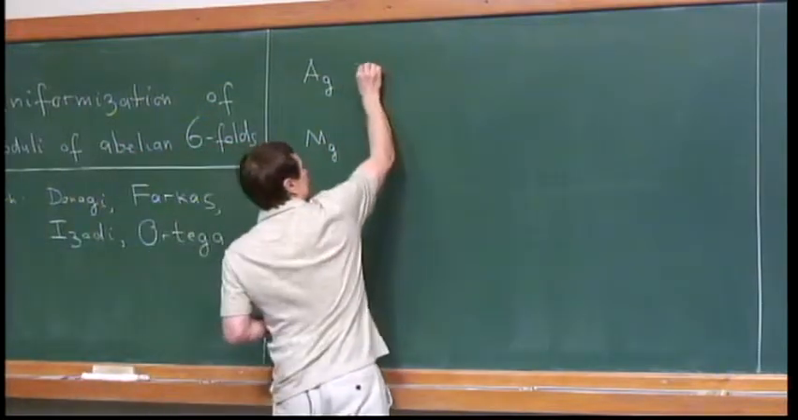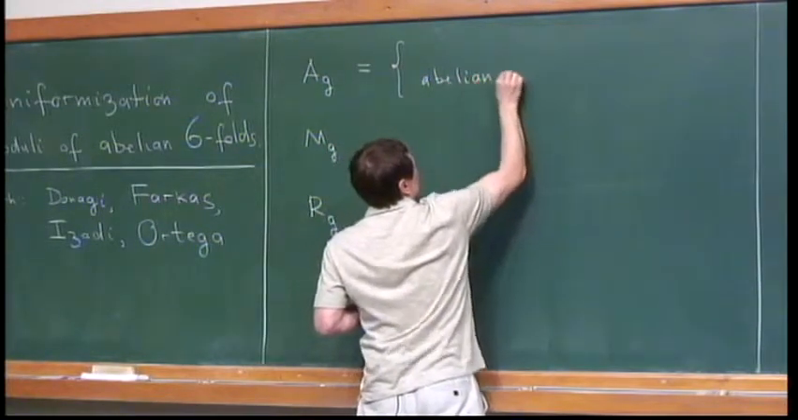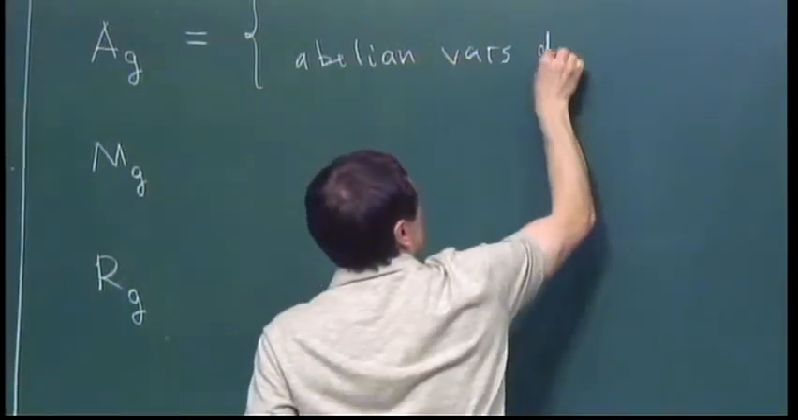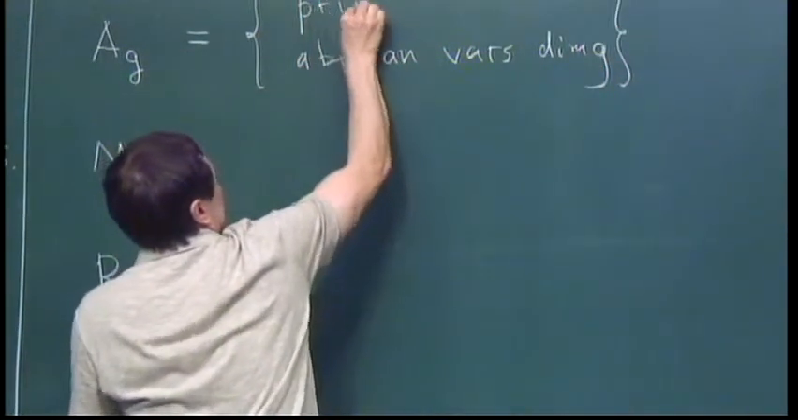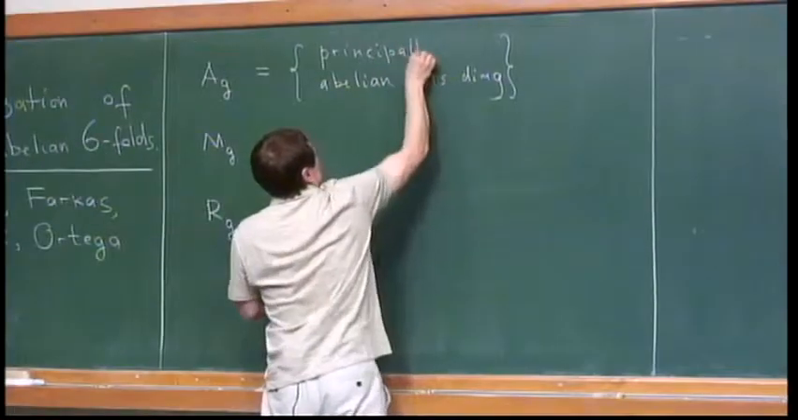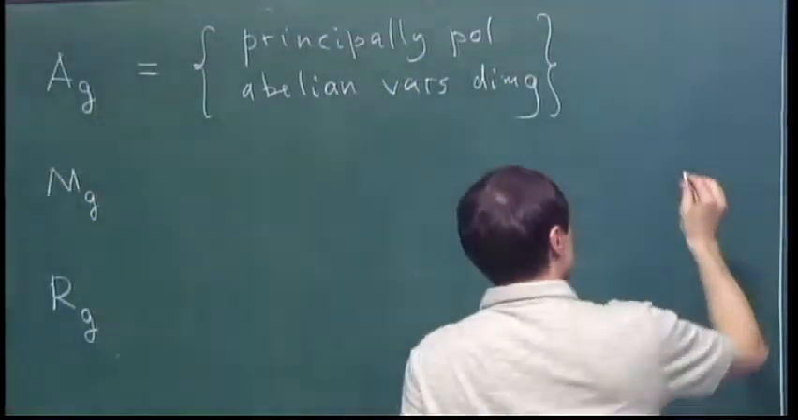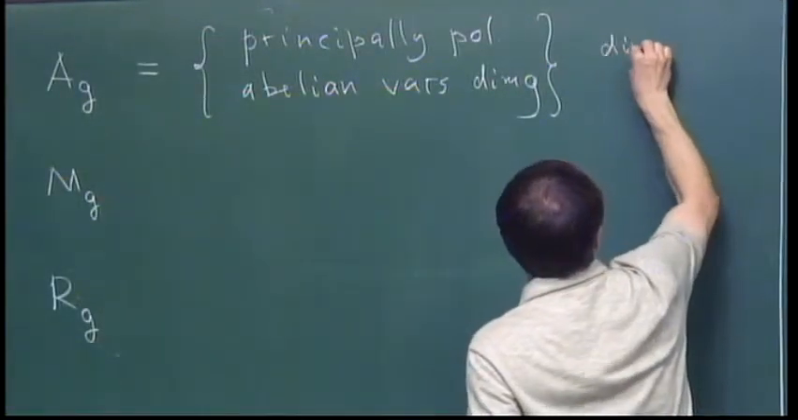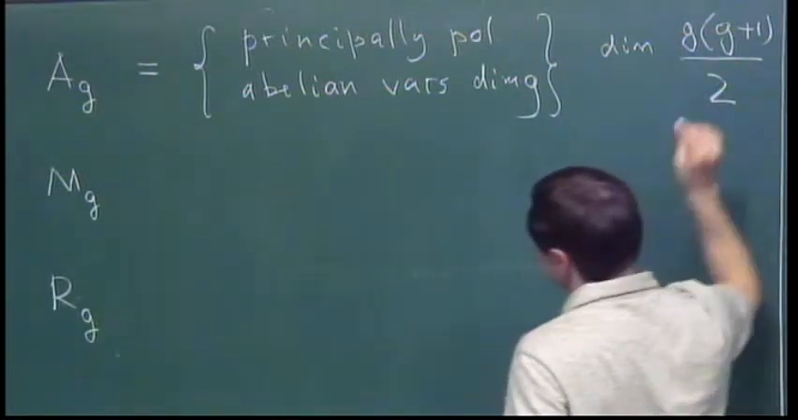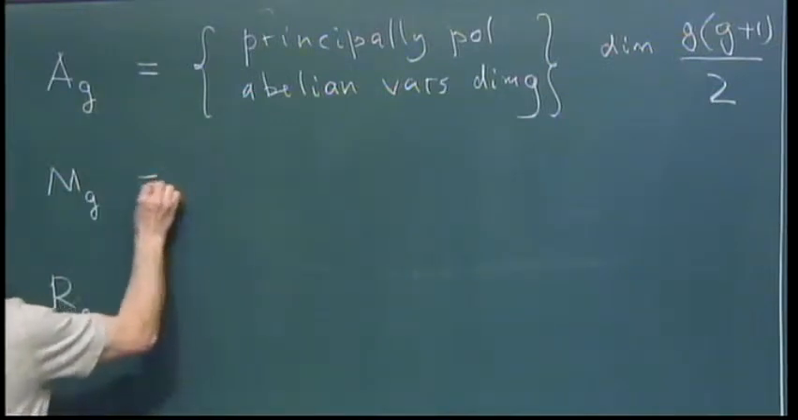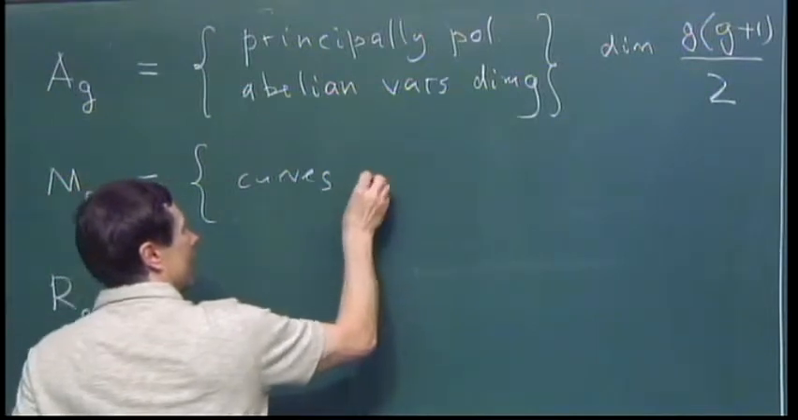So A_g is the moduli of abelian varieties of dimension g. And I only look at principally polarized. And so this is a quasi-projective variety of dimension g times (g plus 1) over 2. M_g, as usual, is the moduli of curves of genus g.